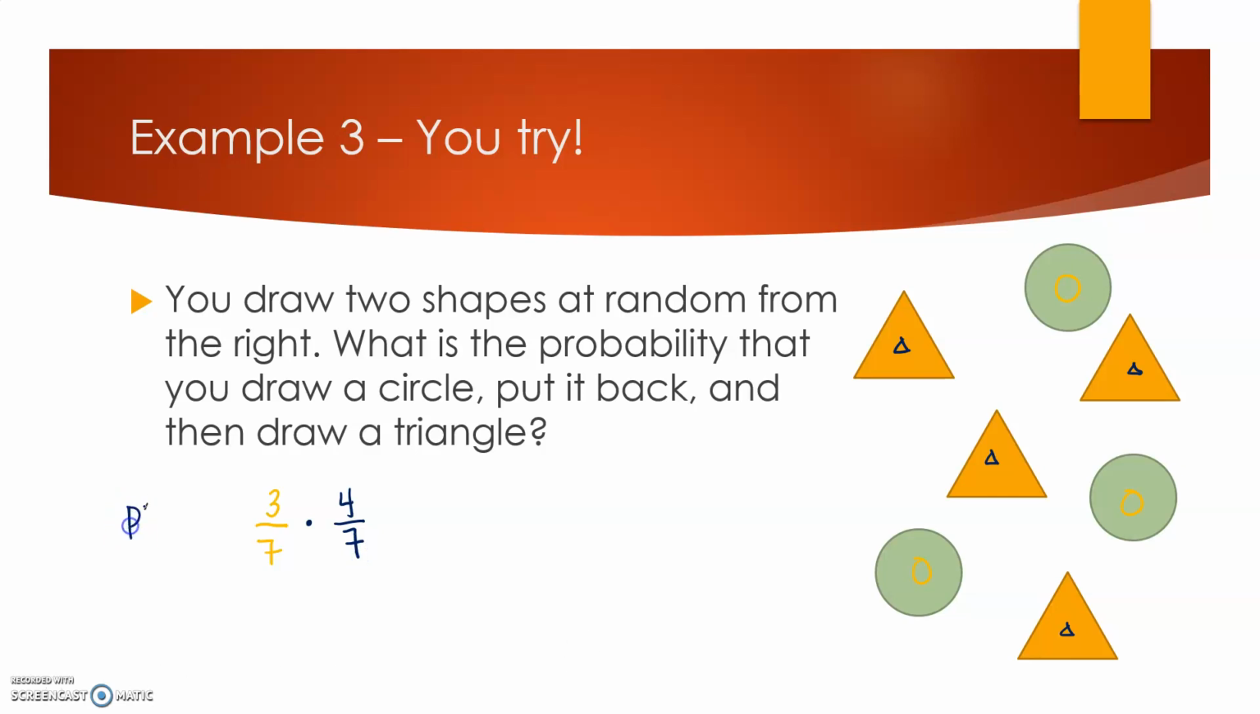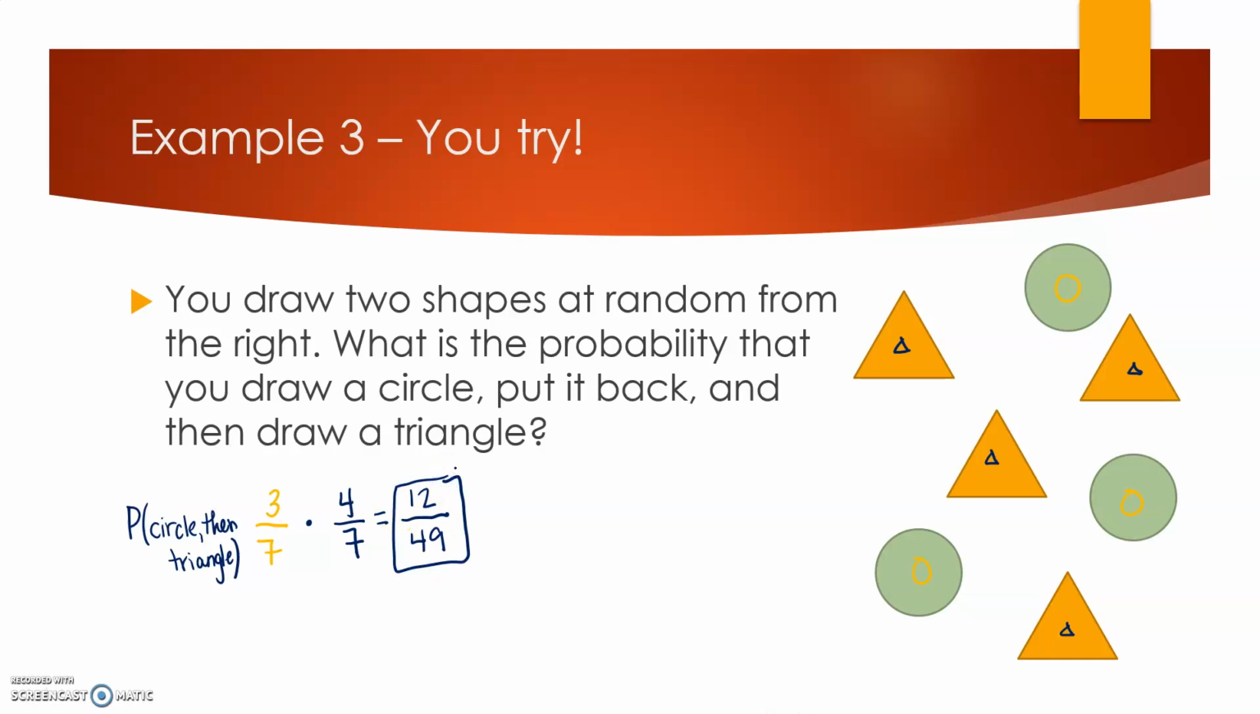So this is showing the probability of getting a circle. Then, we're out of room, triangle. I should have written that first, sorry. So when I multiply these together, 3 times 4 gives me 12. 7 times 7 gives me 49. So that can be my final answer.